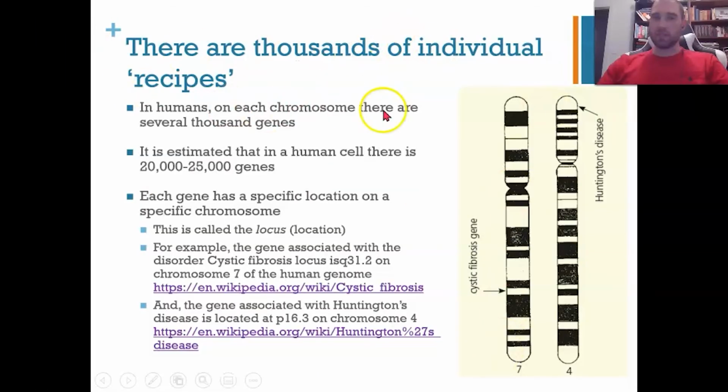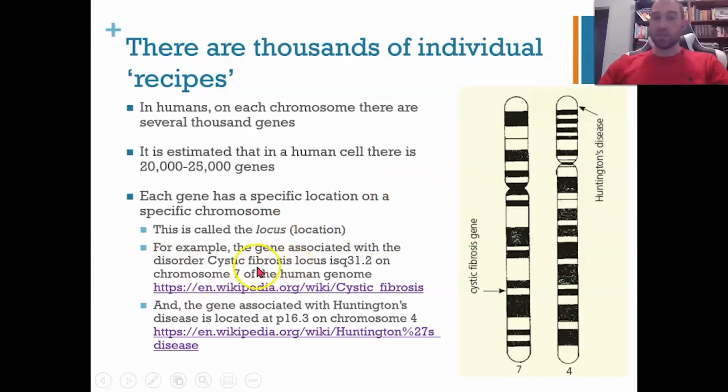The chromosomes contain your recipes, which are your genes, and on any one chromosome you can have thousands of genes. Some chromosomes are smaller than others, so they have fewer. There's only about 20,000 genes in total in a human genome. Each gene has a specific location on a chromosome, and we call that a locus. You have many loci, you have one single locus.